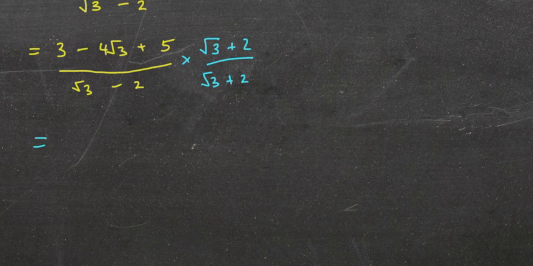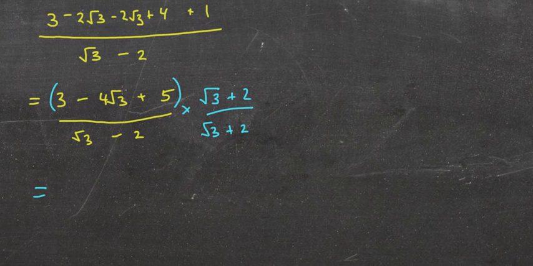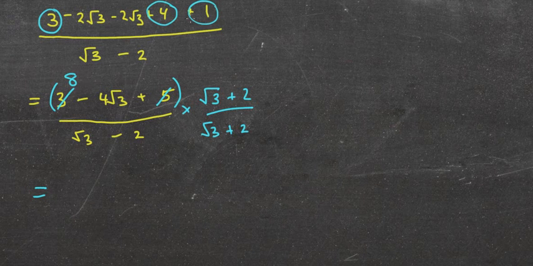So I need to multiply top and bottom by root 3 plus 2. This is slightly more challenging, and I guess in one respect, I probably didn't actually simplify that to its fullest, did I? I could have said 3 plus 5 is 8. And I'm going to do that now. So my apologies there. I should have simplified. That's because 3 plus 4 is 7 plus 1 is 8. I should have done that first.